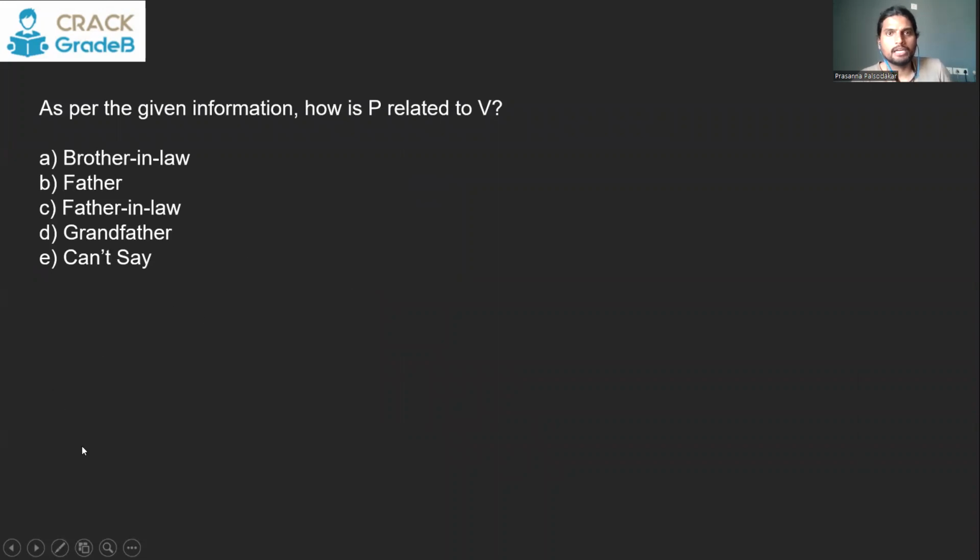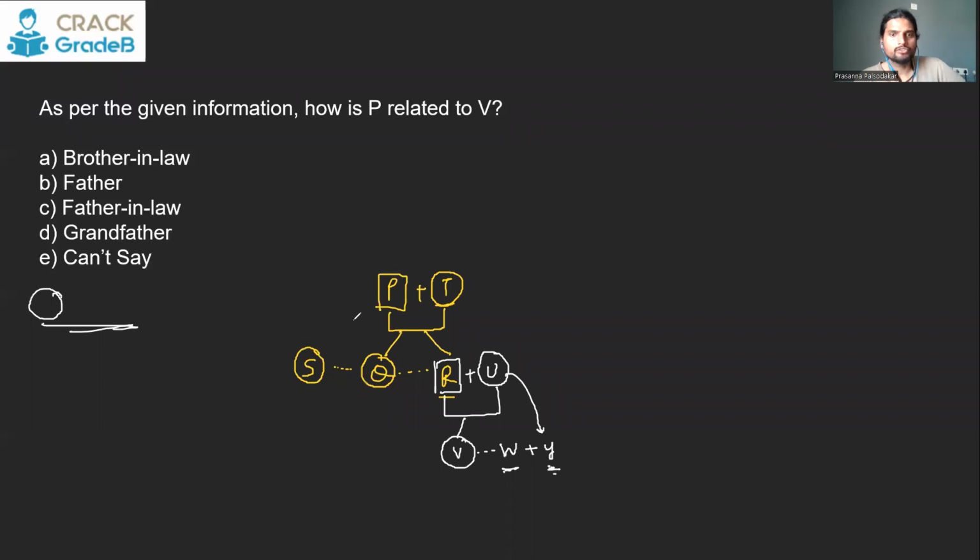As per the given information, how is P related to V? So this is how much we have already solved for the previous question. How is P related to V? So P is V's grandfather. V is father's father. P is V's grandfather. Answer option D. Easy. Let's see one more.